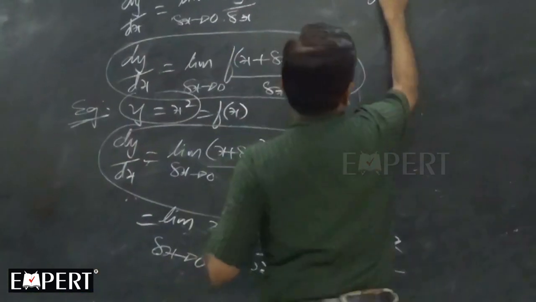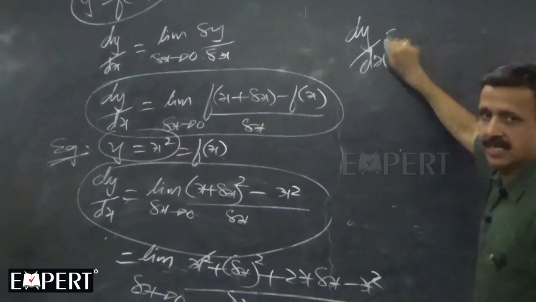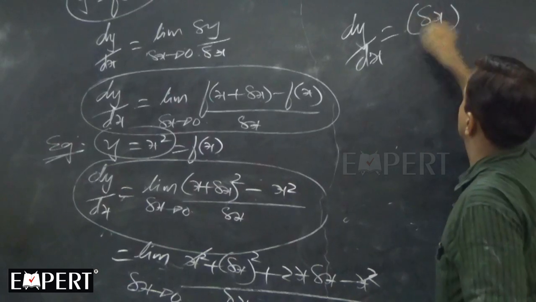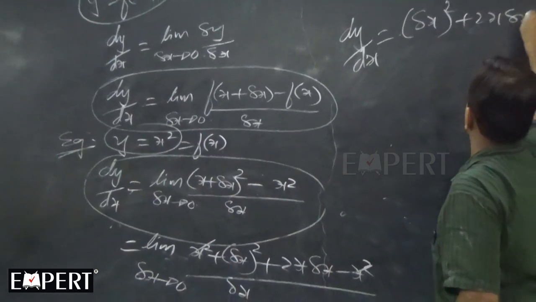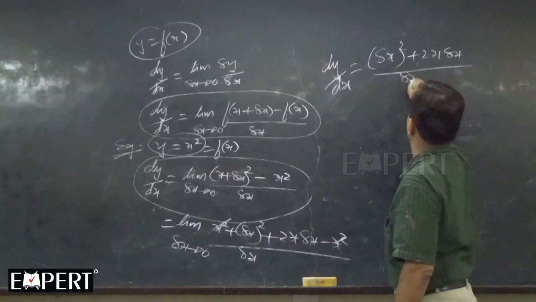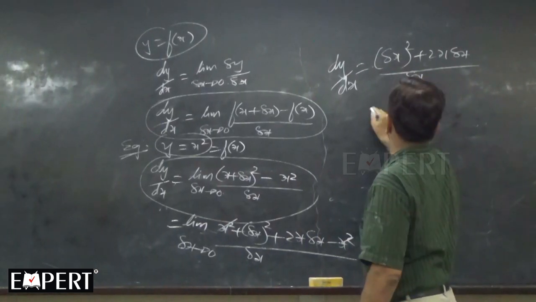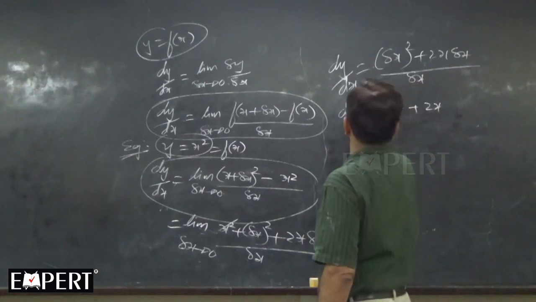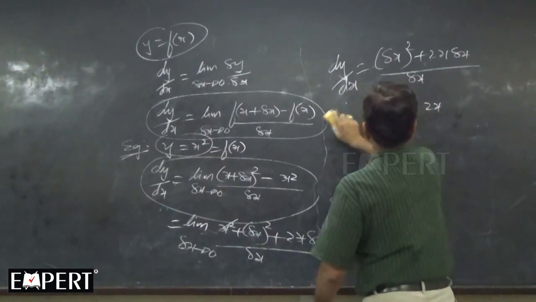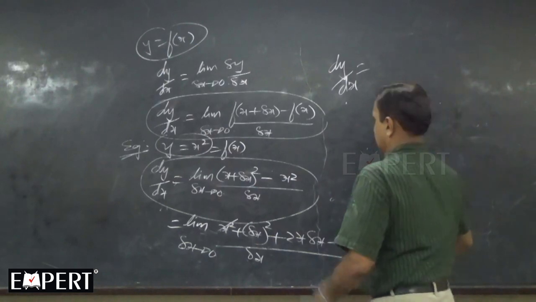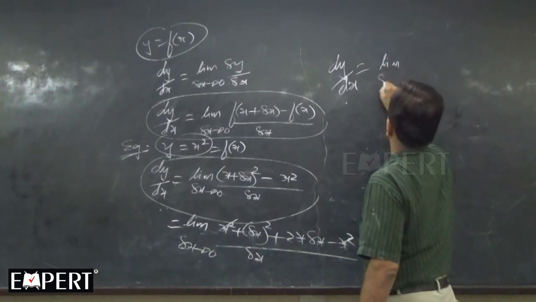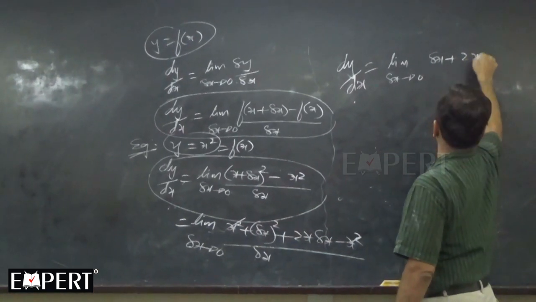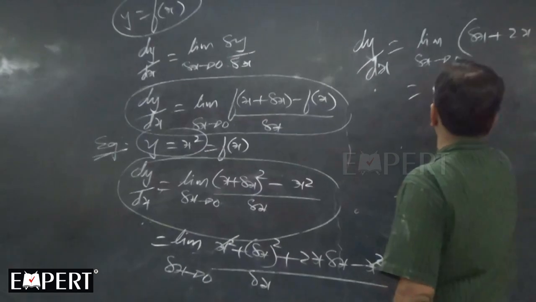On the left hand side you still have dy by dx. dy by dx is equal to delta x the whole square plus 2x delta x divided by delta x. You find that you can divide by delta x, you get delta x plus 2x. So dy by dx is, sorry, I have not written the limit. Limit delta x tends to 0 of delta x plus 2x. Substitute here delta x is 0.